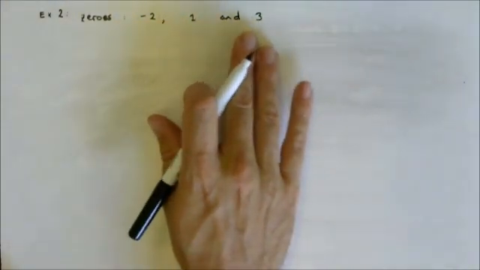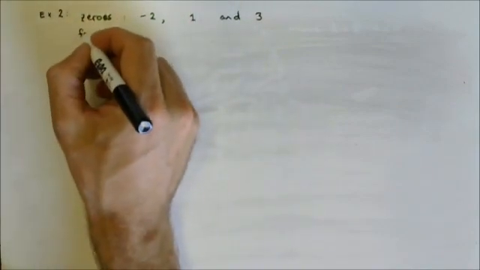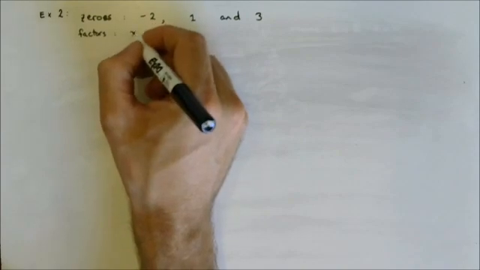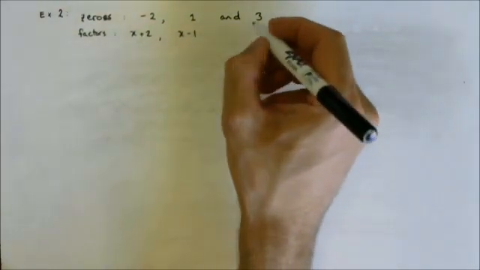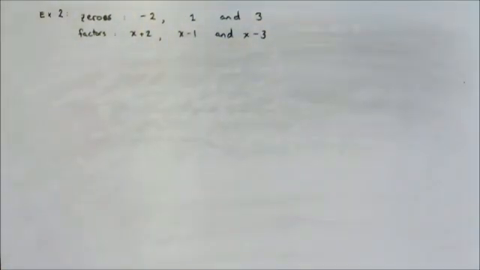I always work in this kind of list type way. I write the zeros, and then from the zeros you get the factors. The factors here are going to be x + 2, x - 1, and x - 3. Try and think faster than I'm writing, and then you can test how you're doing as well.